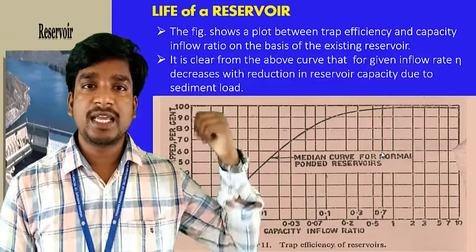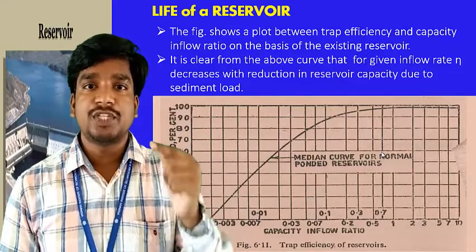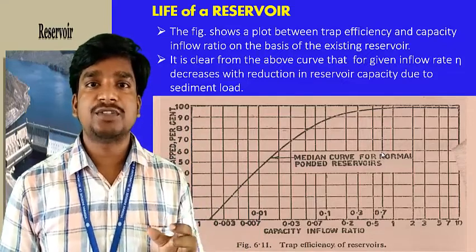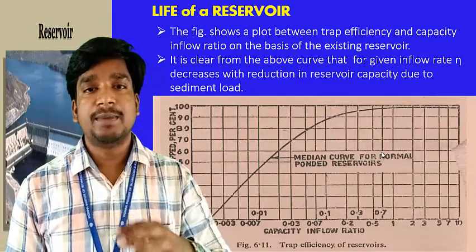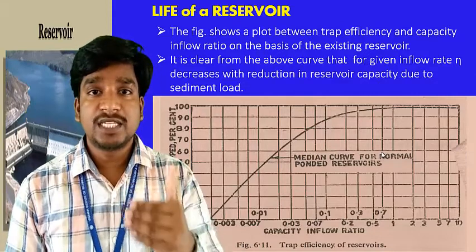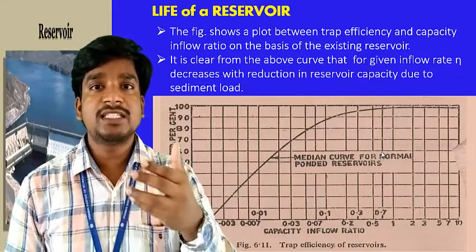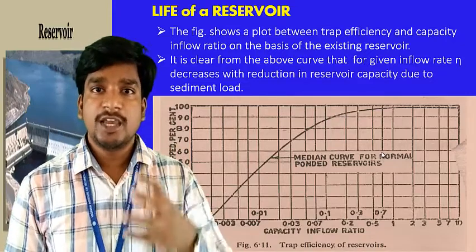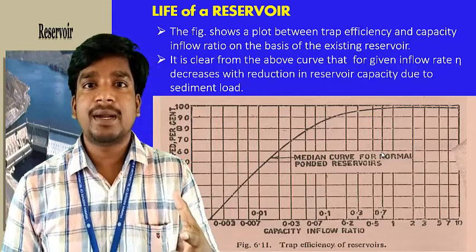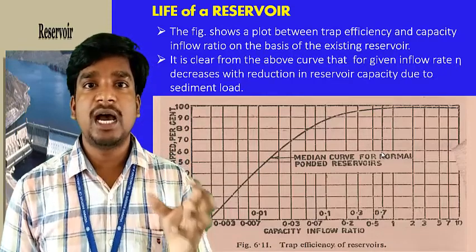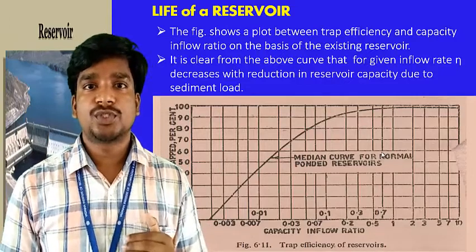Now this particular graph is showing that the trap efficiency, the percentage of sediment deposition, is decreasing with respect to sediment deposition. If the deposition of sediment is increasing, the capacity of the reservoir is decreased. If the capacity of the reservoir is decreased, ultimately the trap efficiency, the amount of sediment trapped in the reservoir, will be reduced.